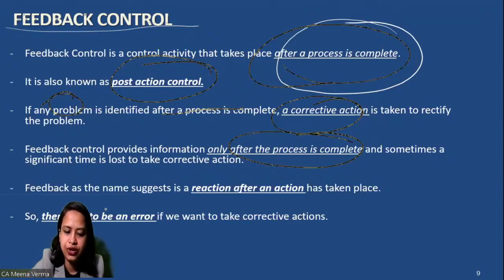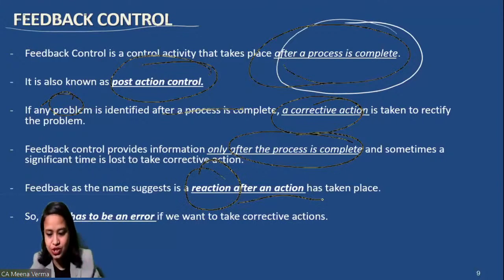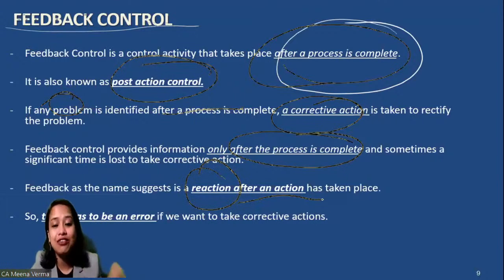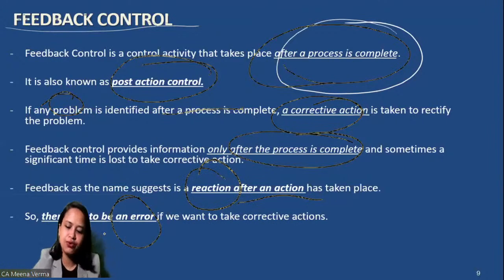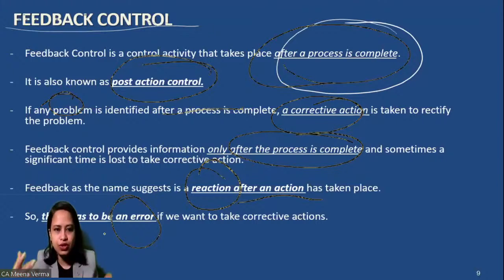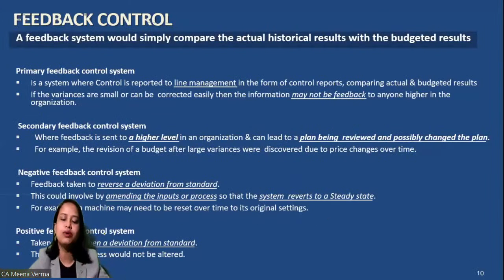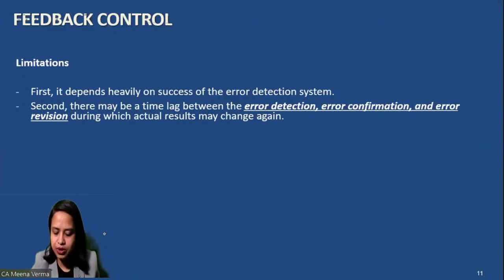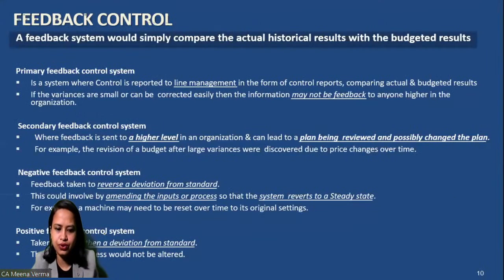So feedback control, as the name suggests, is a reaction after an action, a reactive approach, a corrective approach. You are doing the correction after the process is complete. You are reacting after the action has taken place. And there has to be an error if you want to take corrective action. Obviously, you will correct the error. So there should be some error, some variances, some problem for which you are taking the corrective action. I hope it is clear to all of you.